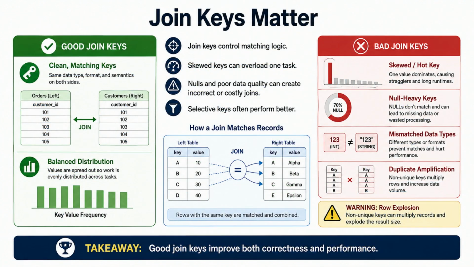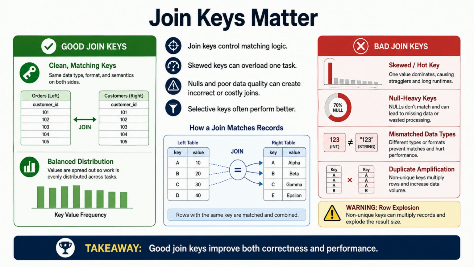Join keys control the matching logic, and they strongly affect both correctness and performance. Good join keys have the same data type, same format, and same meaning on both sides of the join. They should also have a healthy distribution, so work can be spread evenly across tasks. Bad join keys can create serious problems.